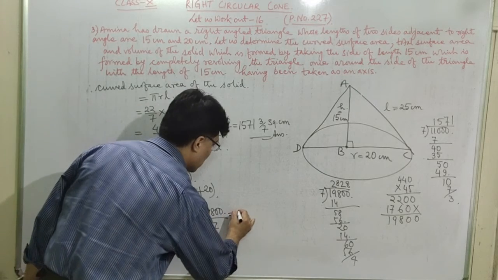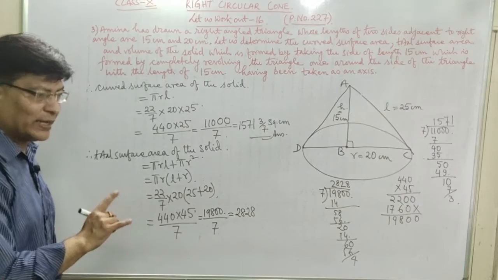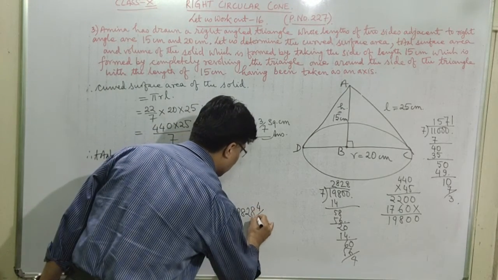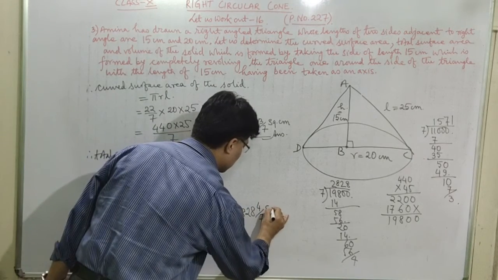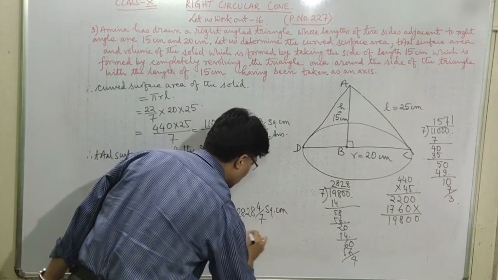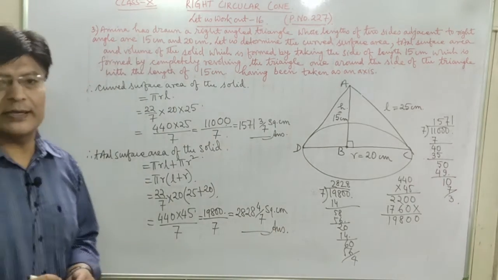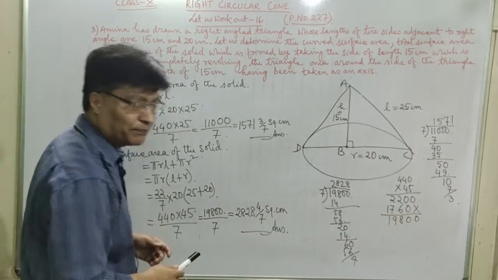It is 2828. 2828 is the whole number, then the fraction is 4 divided by 7. So what is the unit out here? It is square centimeter. This is the answer. So I think you have understood it. Okay. So I think you have understood this figure.